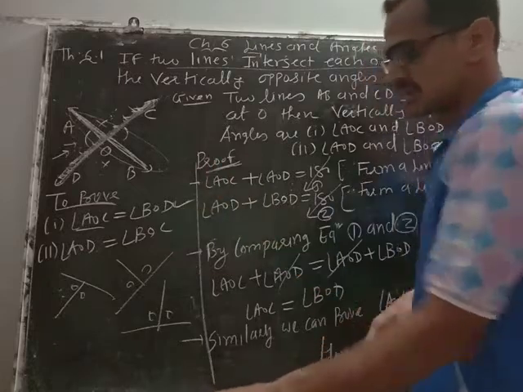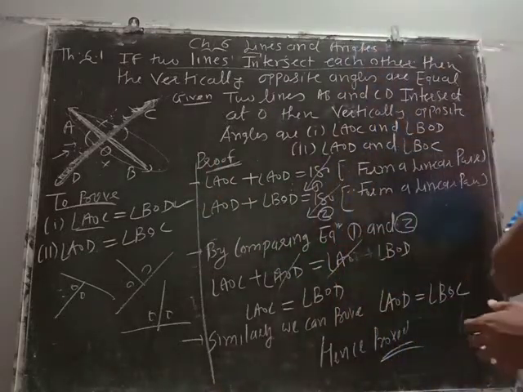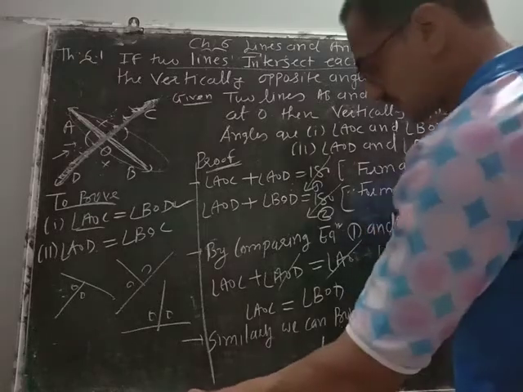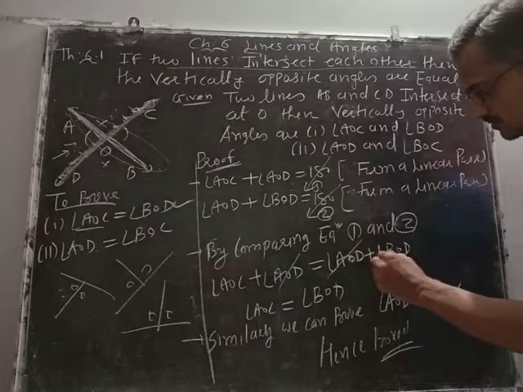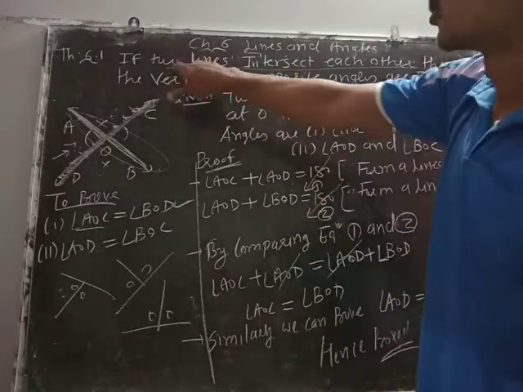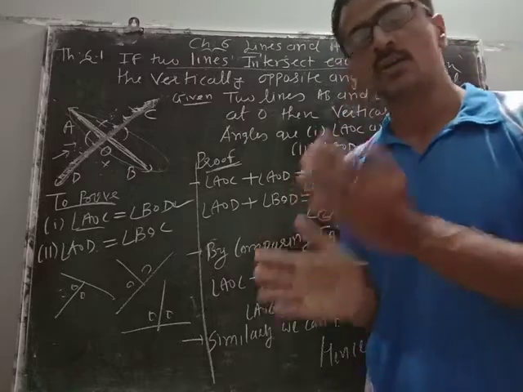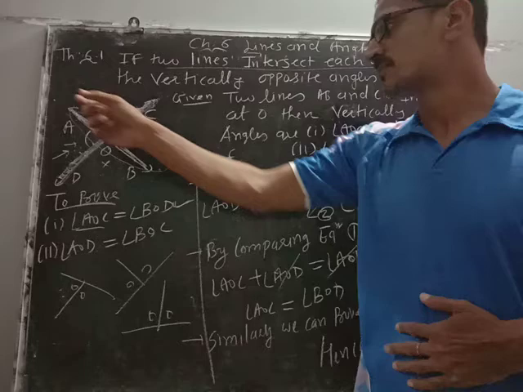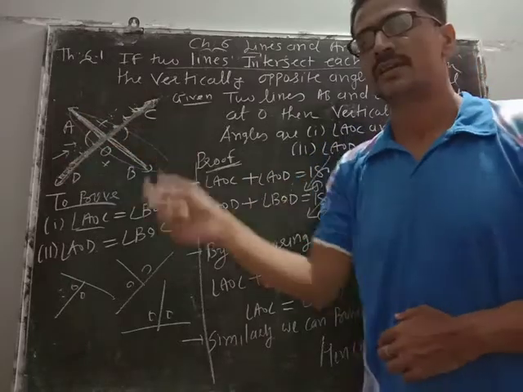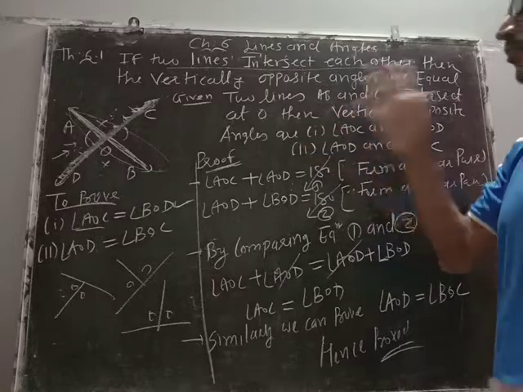This is the proof. See how to write given. Given means what is given. Whatever statement is given after if, it is called given: two lines intersect each other. So in given you have to write two lines which intersect each other. So with two lines we have considered line AB and line CD intersecting at O. Two lines AB and CD intersect at O.